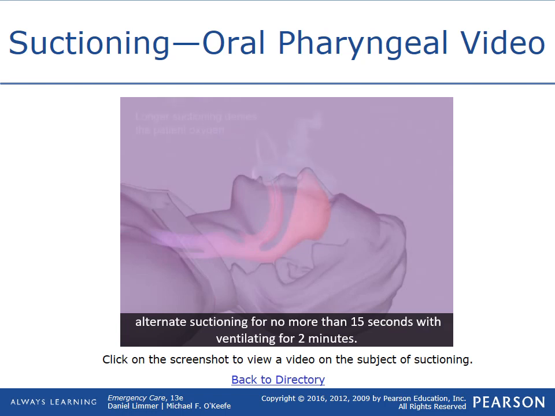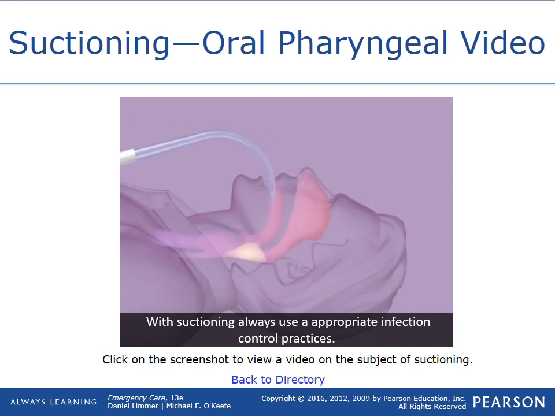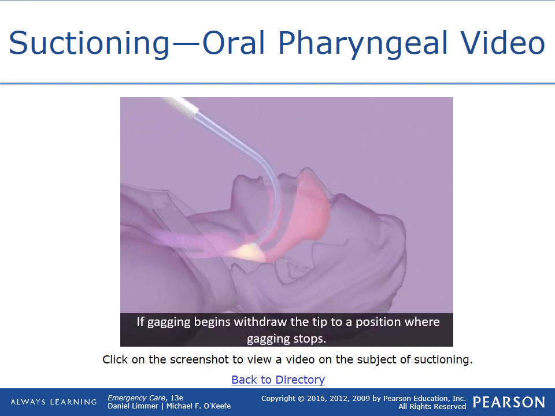Alternate suctioning for no more than 15 seconds with ventilating for 2 minutes. With suctioning, always use appropriate infection control practices. If gagging begins, withdraw the tip to a position where gagging stops.